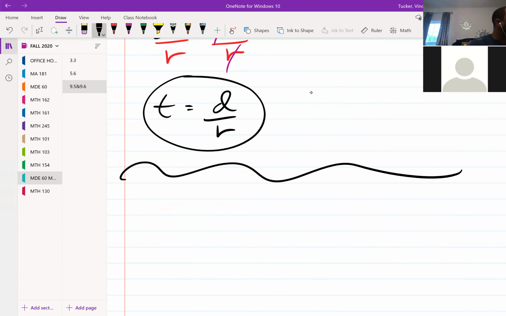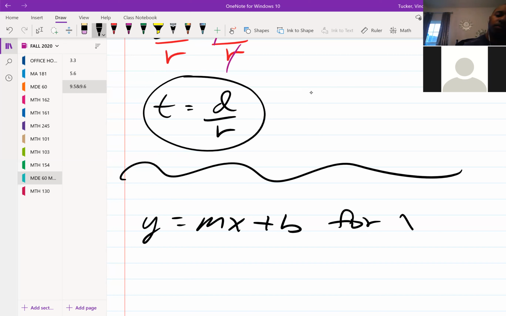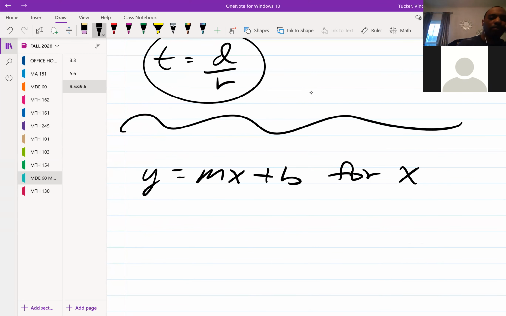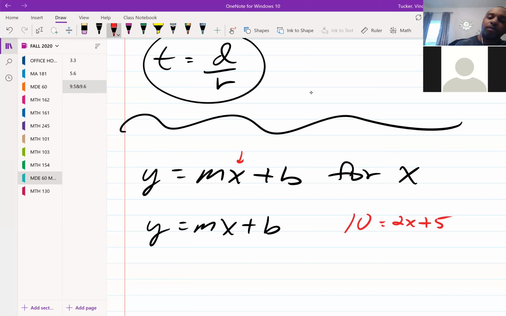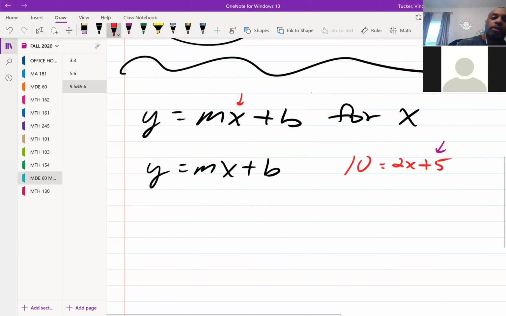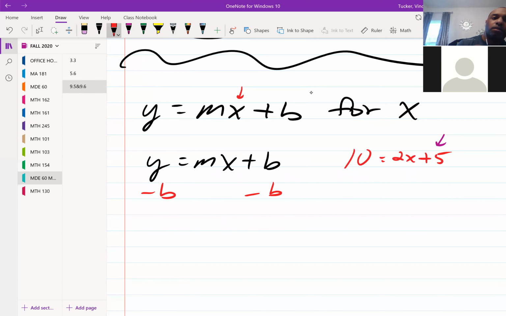All right, so let's look at another one. y equal to mx plus b, and we want to solve for x. So our goal is to get x by itself. That means we need to remove the m and the b from the right side of the equation. Just like before, if we had 10 equal to 2x plus 5, the first thing we would move is the 5 by subtracting 5 from both sides. So we'll take the same thought process and subtract b from both sides.